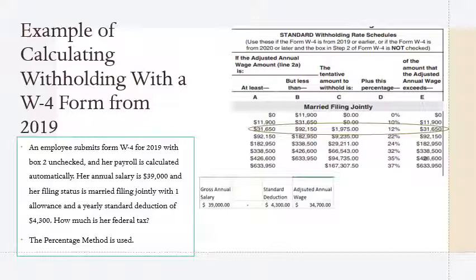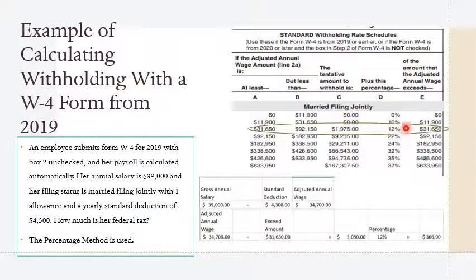Let's take a look at that calculation really quickly. Her gross annual salary of $39,000 minus her standard deduction of $4,300 equals an adjusted annual wage of $34,700. So she falls right in this range here. Our next step is to calculate the 12% over the adjusted annual wage that is over $31,650. Once we subtract this exceed amount from her adjusted annual wage, this equals $3,050, and then we multiply this by 12%, and this equals $366.